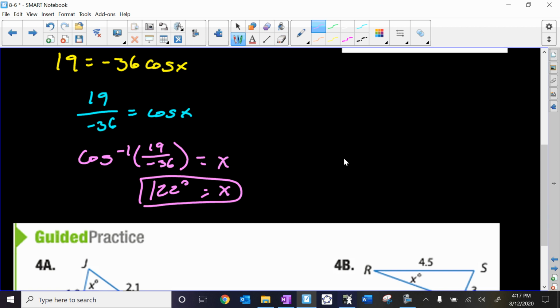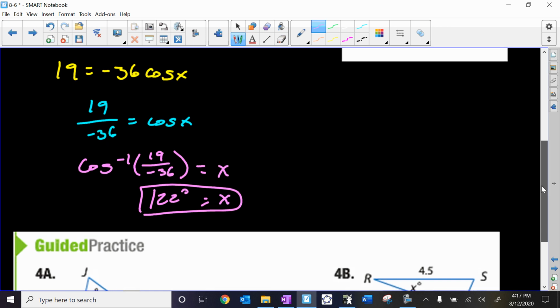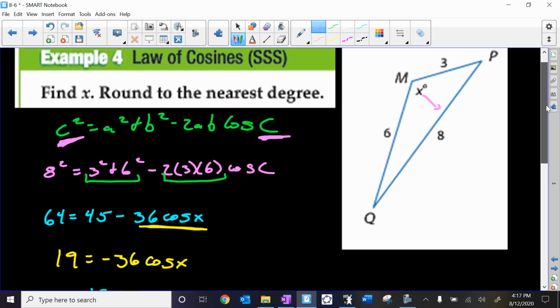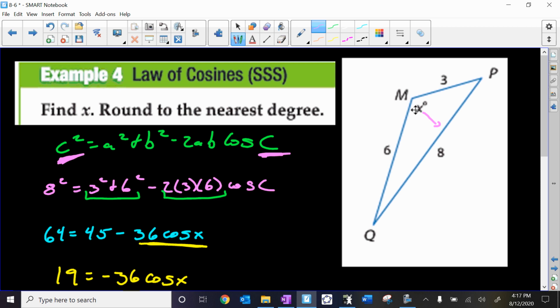for our angle measure. And if we look back up at our triangle, we were finding the measure of angle M. And we can see it looks kind of obtuse, and we came up with an obtuse angle. So I like our answer in this case.